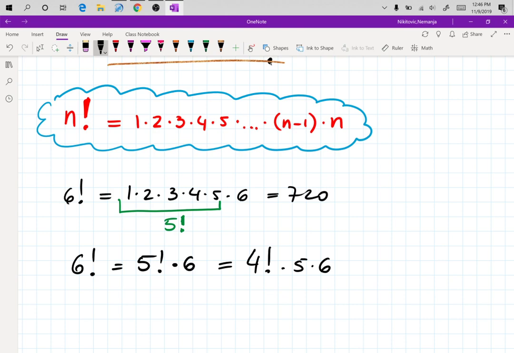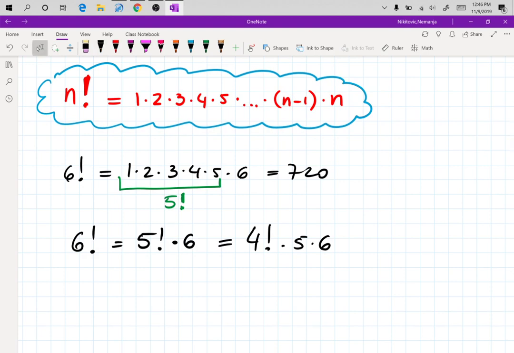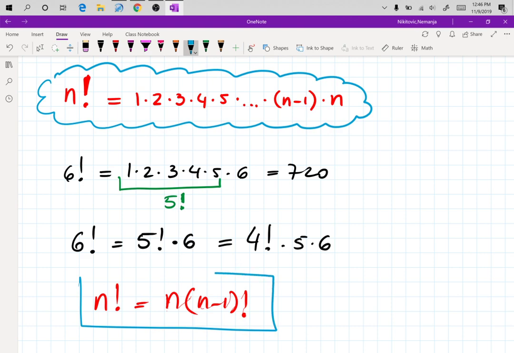Okay, so that's understood, and the reason why we need that is so we can write and understand the formula that n factorial is n times n minus 1 factorial, right? That's another formula that we want to know.